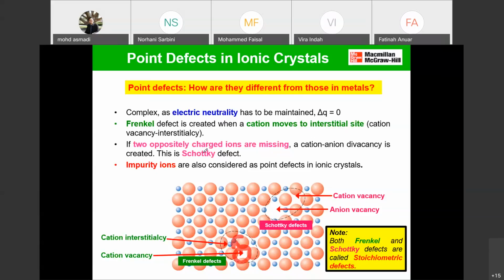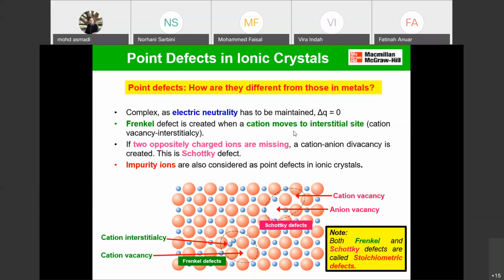For the Schottky defects, two oppositely charged ions are missing, so a cation or anion deficiency is created. For example, this one is a vacancy, this is a vacancy. This is a Schottky defect. Impurity ions are also considered point defects in ionic crystals. This is also what we call a stoichiometry defect because they want to maintain the neutrality.